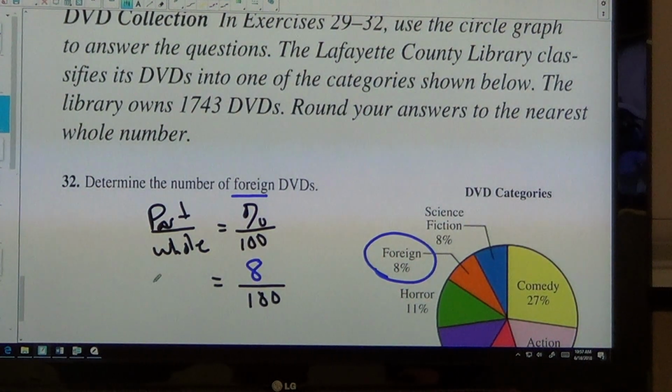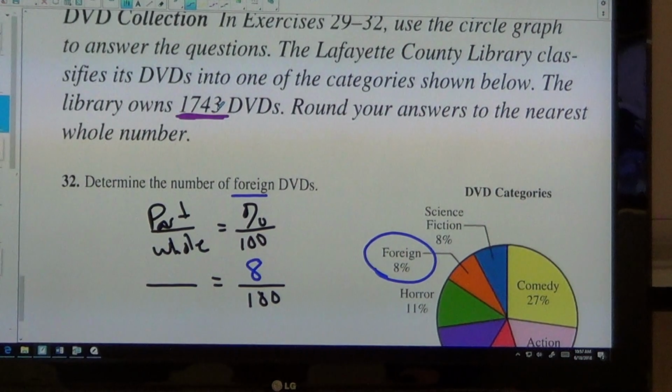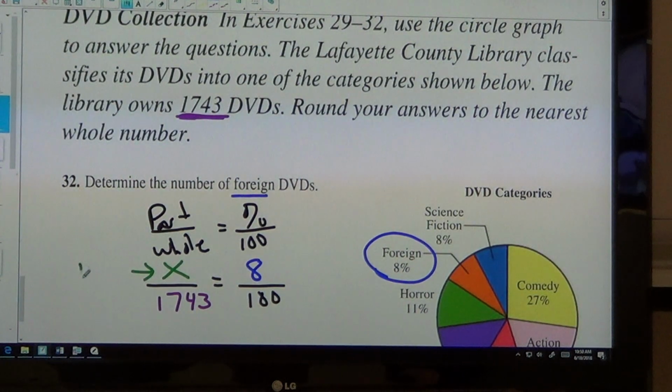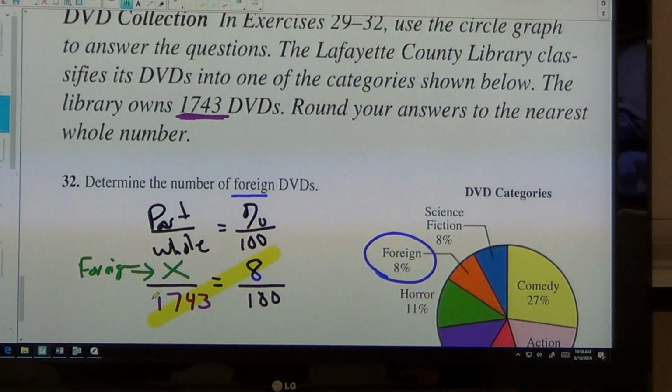Percent is always over 100. We only have one other number. What is that other number? 1,743. And where does that 1,743 go? Whole to the bottom. 1,743 represents the whole. And we're trying to find the part that are foreign. And when we multiply the two numbers that are diagonally across, we divide by the loner. So we are going to multiply those two and divide by that one.